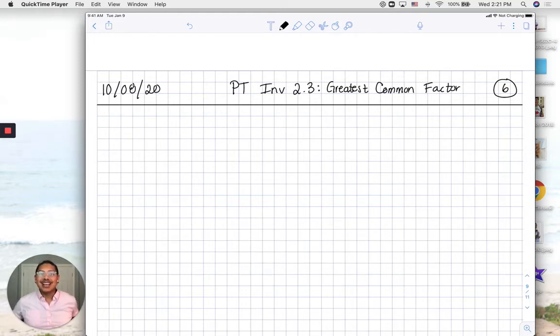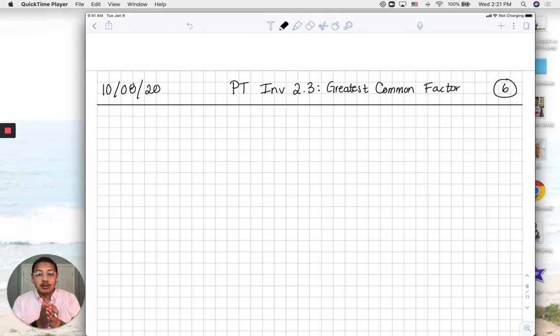All right, today we are going to be talking about the greatest common factor. This is kind of like the sibling to what we talked about last class, least common multiple. Now we're talking about this thing called greatest common factor.